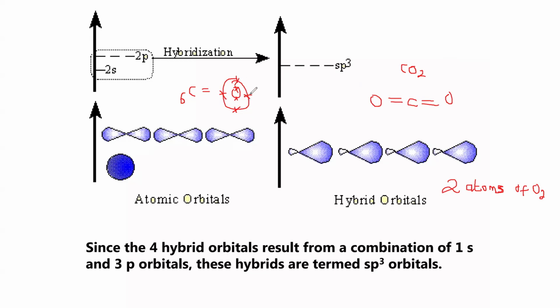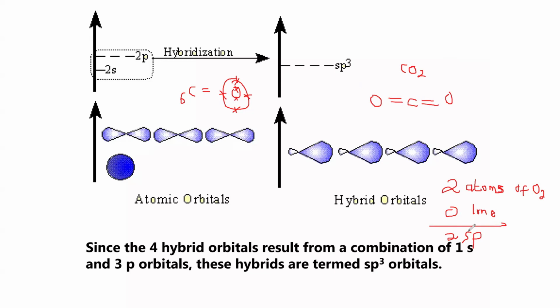If you look clearly here, there is no lone pair of electrons, so there are 0 lone pairs of electrons attached to carbon. Now we sum them together by saying 2 plus 0, we have 2. So it means that we have 2 hybrid orbitals, which means only one s and one p combine. So this is called sp hybridization.